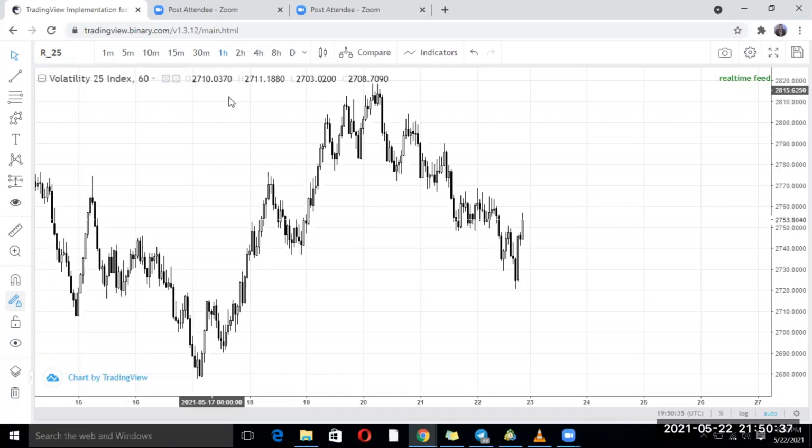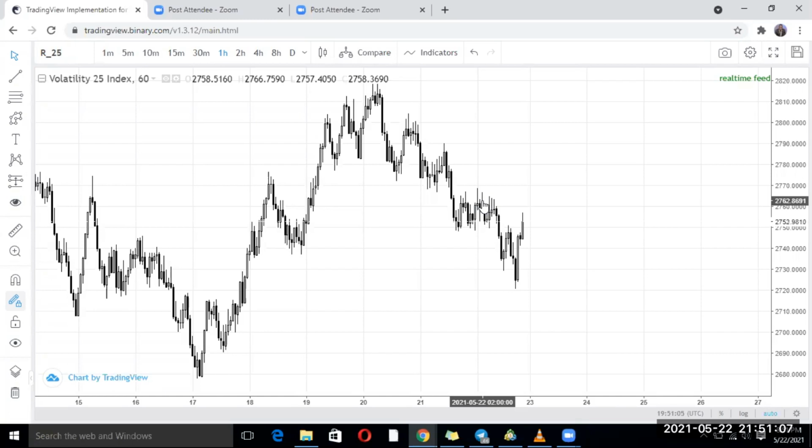Okay, so let's quickly go to this VIX 25 chart. Looking at this time frame, this is a 1 hour time frame, and we've seen that on the 1 hour, the market is currently on a sell trend. That's the reason I'm using this 1 hour as my case study.